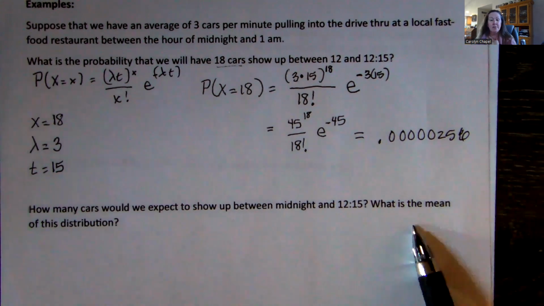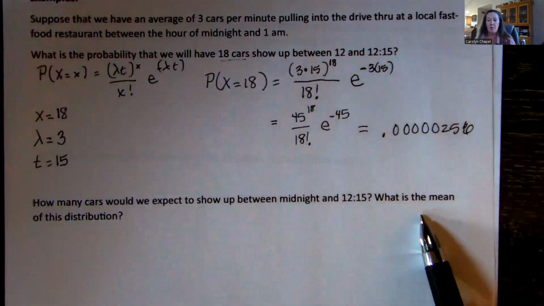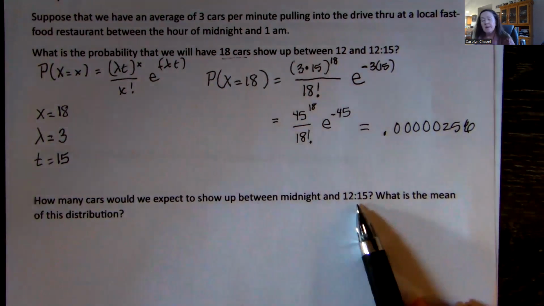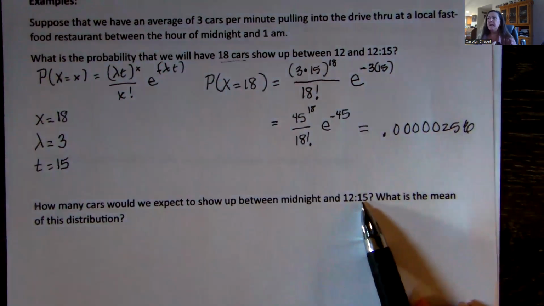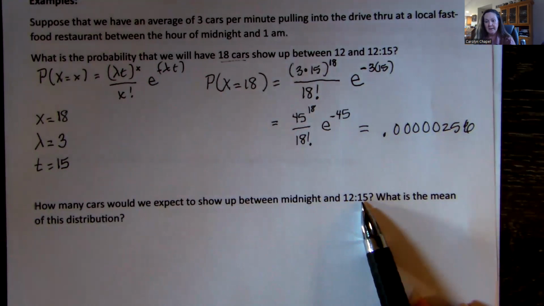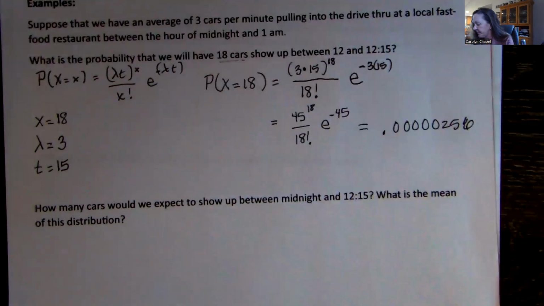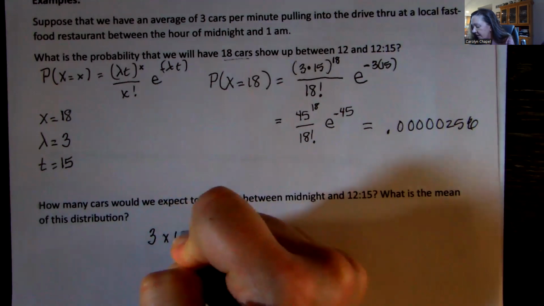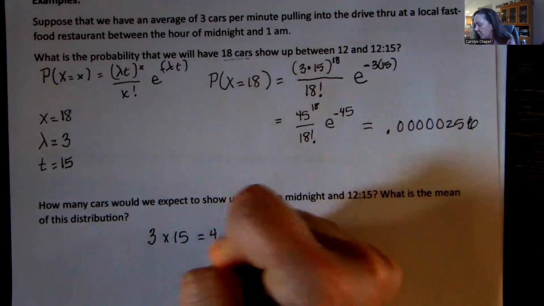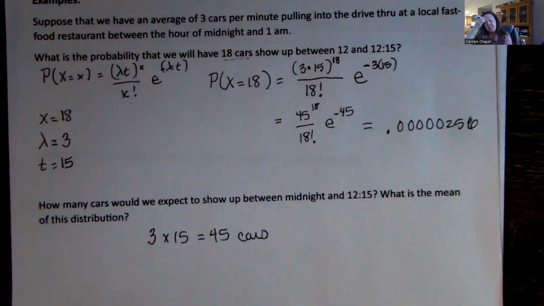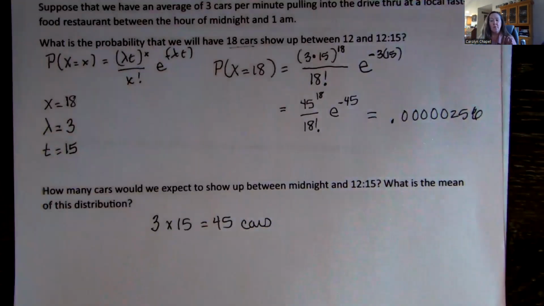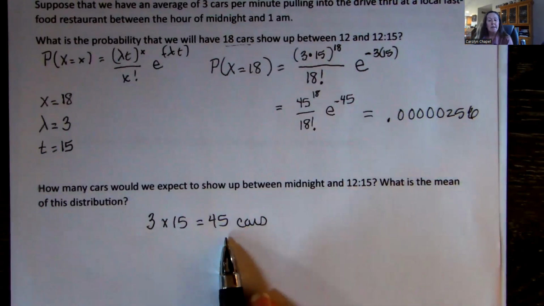Okay, we might want to ask ourselves, how many cars do we expect to show up between midnight and 12:15, or in that 15-minute interval? So in other words, what is the mean? Again, this does not take statistical knowledge to figure out. If we get 3 cars per minute and we're going for 15 minutes, we would just take that 3 times our 15. We should expect to see 45 cars, or 3 every minute steadily for that 15 minutes. And so that is our mean.